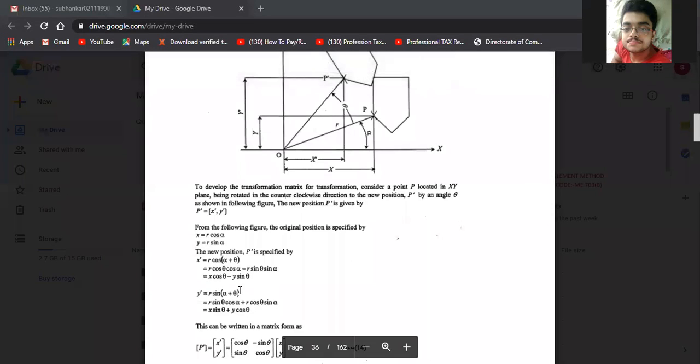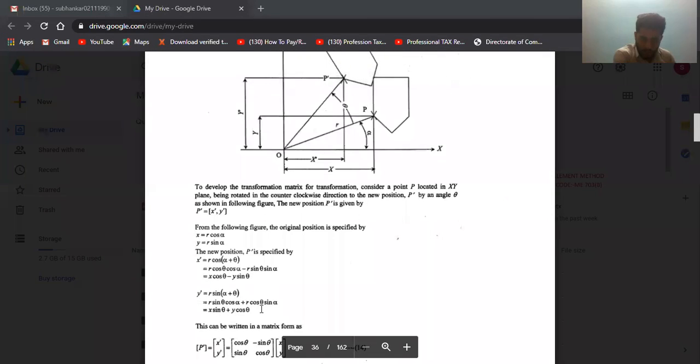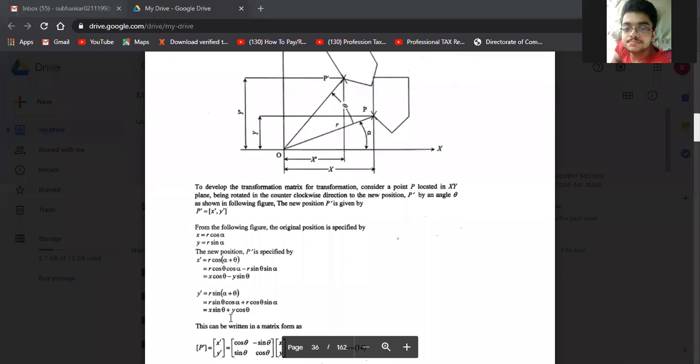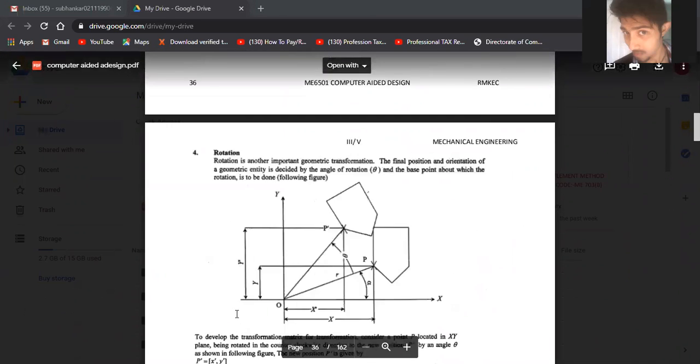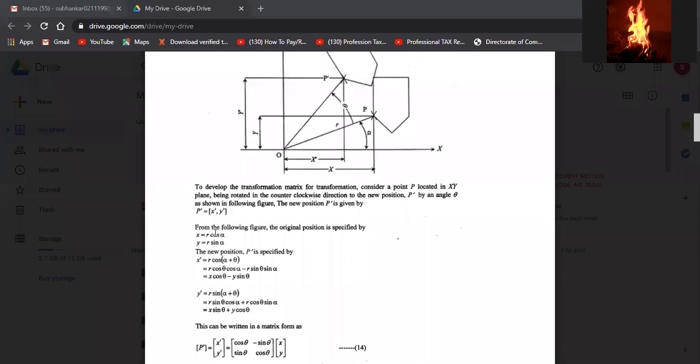Sine of a plus b is sine a cos b plus cos a sin b. That means r sin theta cos alpha plus r cos theta sin alpha. Clear? Yes, sir. That means r cos alpha. R cos alpha is what? R cos alpha is nothing but x.